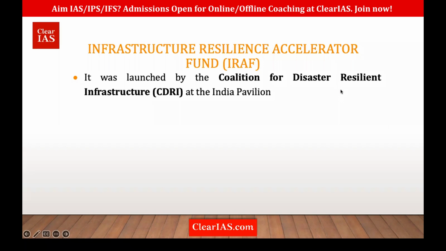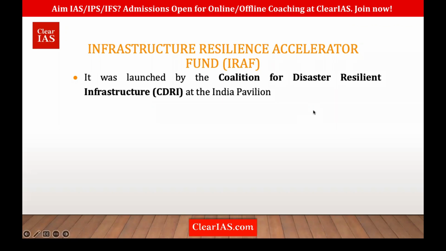Okay, and it was launched by who? The Coalition for Disaster Resilient Infrastructure, that is CDRI, at the Indian Pavilion. So when you talk about IRAF, you must also know who CDRI is. It is the Coalition for Disaster Resilient Infrastructure, and it was launched by India. Its headquarters is in India. So there are two organizations which have headquarters in India. One is the International Solar Alliance, and another one is CDRI.